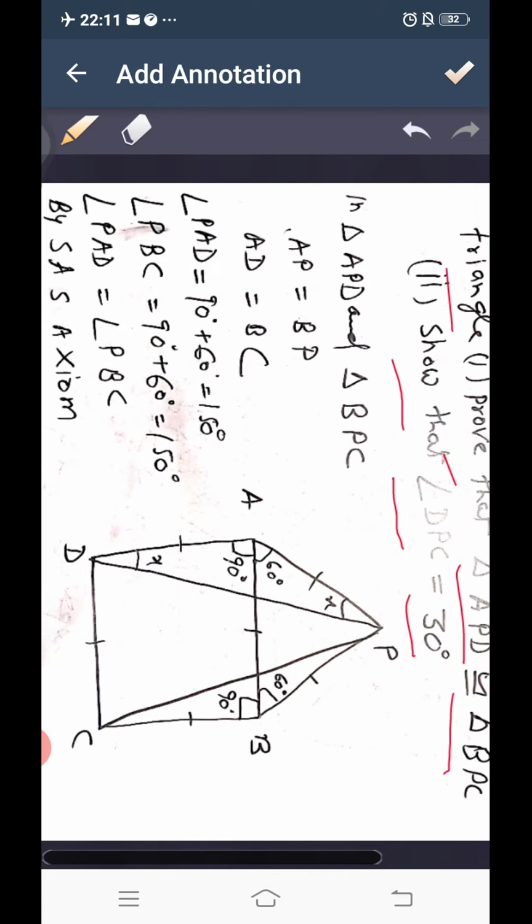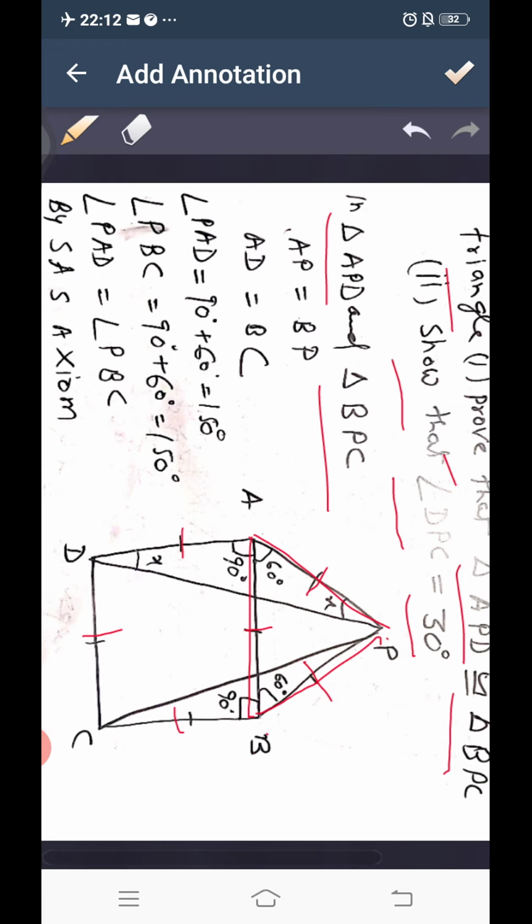Here ABCD is a given square, it means all the sides of this square are equal. Then APB is a given equilateral triangle, all three sides are equal. It means the sides of the triangle are also equal to the sides of the square. Now we take triangle APD and triangle BPC. These two triangles we have to prove congruent.